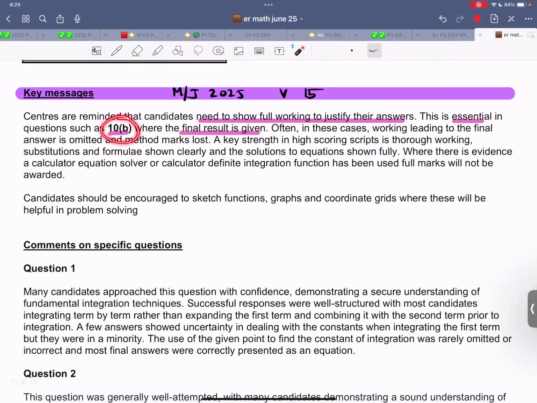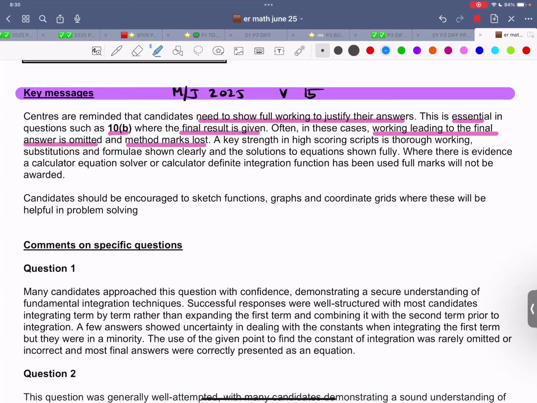Examiner is referring to 10b, where the final result is given. That means if the answer is given, show that, then you have to show all the algebra. Often in these cases, working leading to the final answer is omitted and method marks are lost.